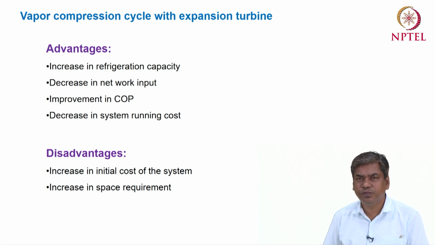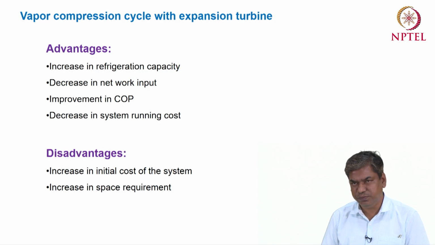In most cases the initial cost increase is much more significant compared to the electricity saving, or saving on running cost, by using the expansion turbine. That's why the expansion turbine is generally avoided in a vapor compression refrigeration system.